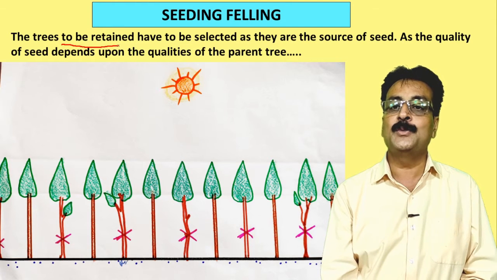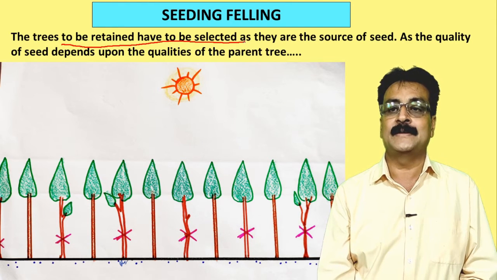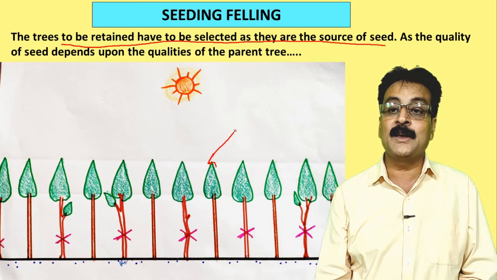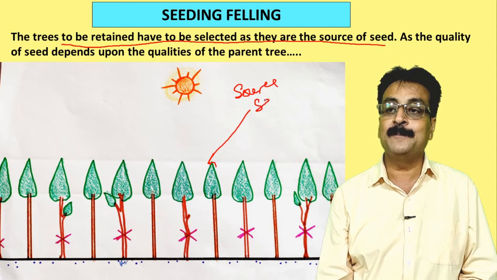So the trees to be retained have to be selected as the source of seed, because the trees which we are retaining should be a source of seed.